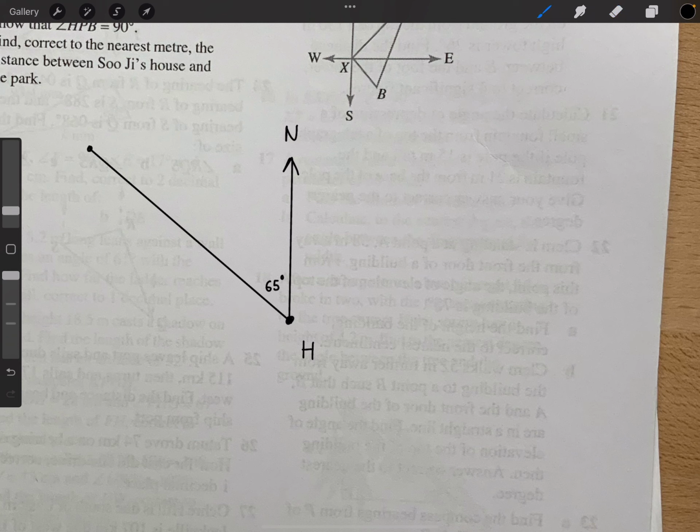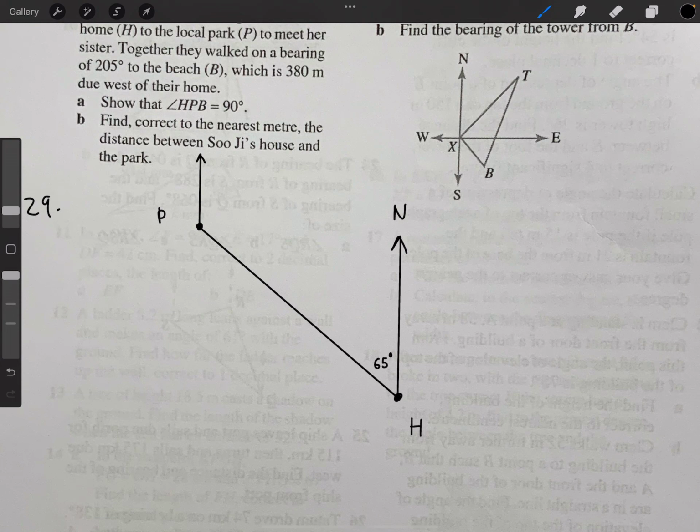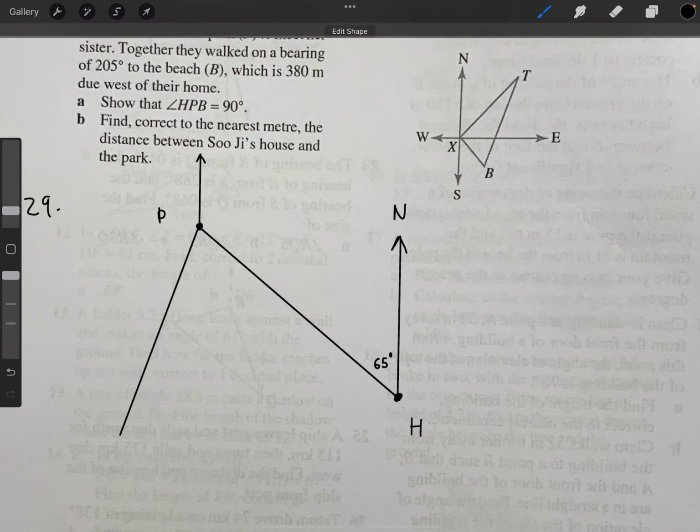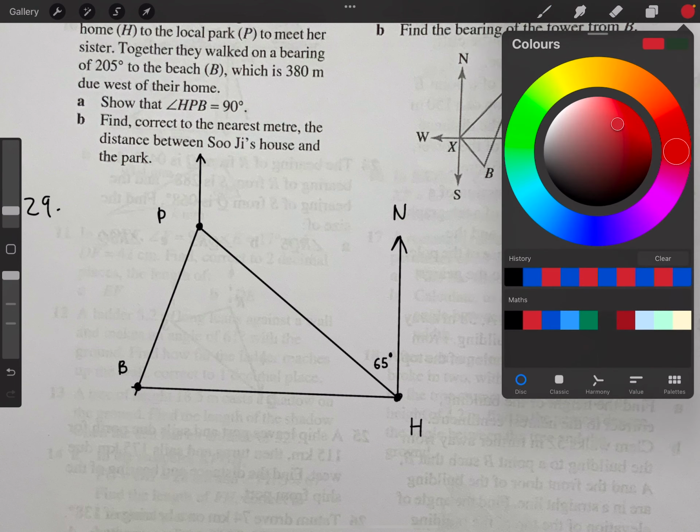Let me get rid of this other one here. And this will be the point P for the park. Actually, let me just put it here. Okay, so from the park, I'm going to draw the north line as well. Now, from the park to the beach, it was this kind of angle, and this is due west, and here's the beach. All right, let's draw some imaginary lines.